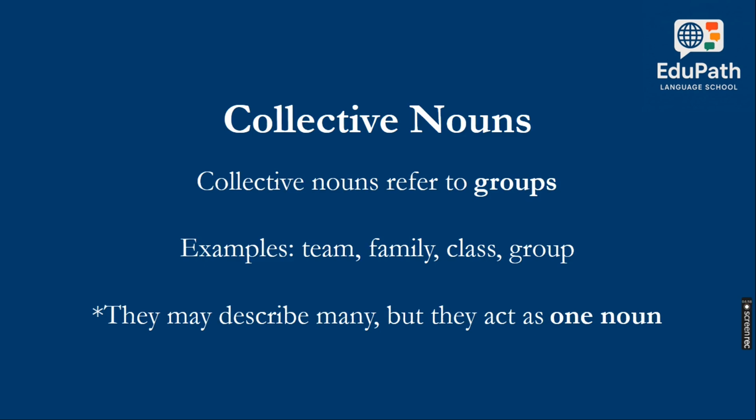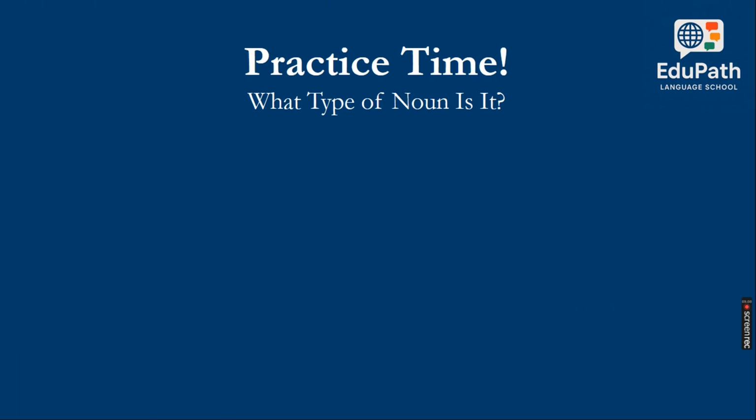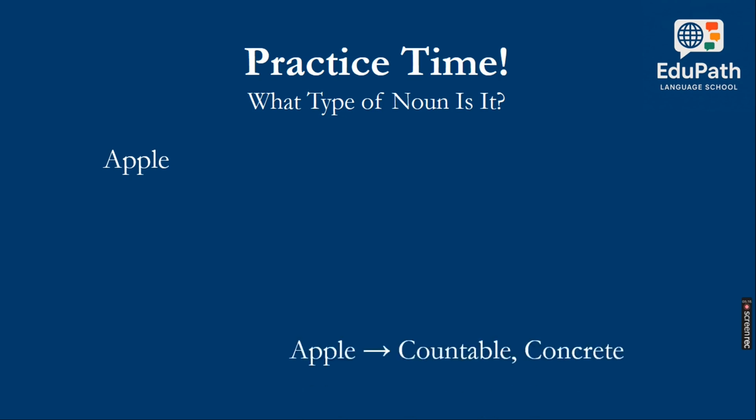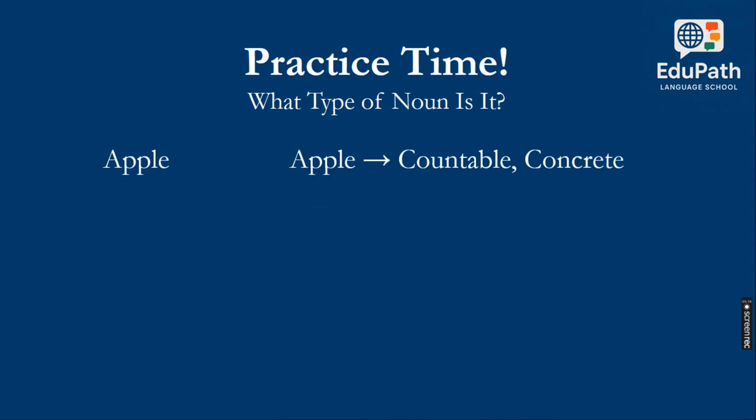So now, let's take a quick look at some different types of nouns and we can practice and find out what type of nouns they are. So let's go. So the first word is apple. What type of noun is an apple? Apple is a countable and a concrete noun.